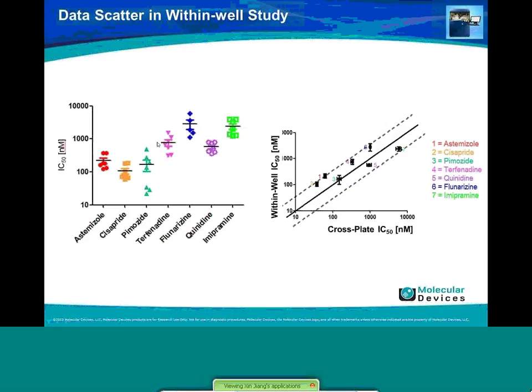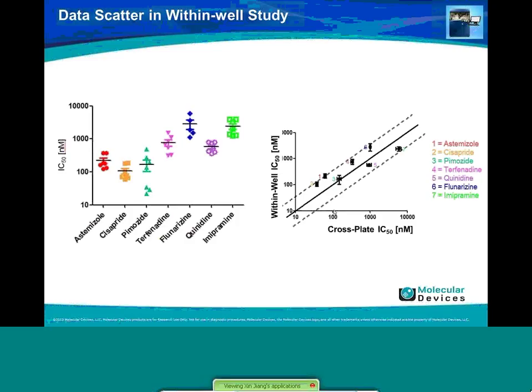And this is showing the scatter of the data across different experiments from different days. They all look reasonably okay except for the thymoside, which is probably because of the high hydrophobicity of this compound, as indicated by the high C log P value.